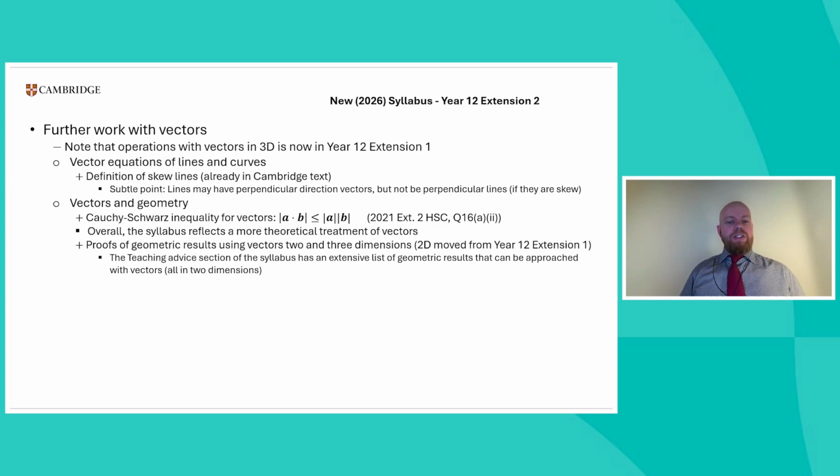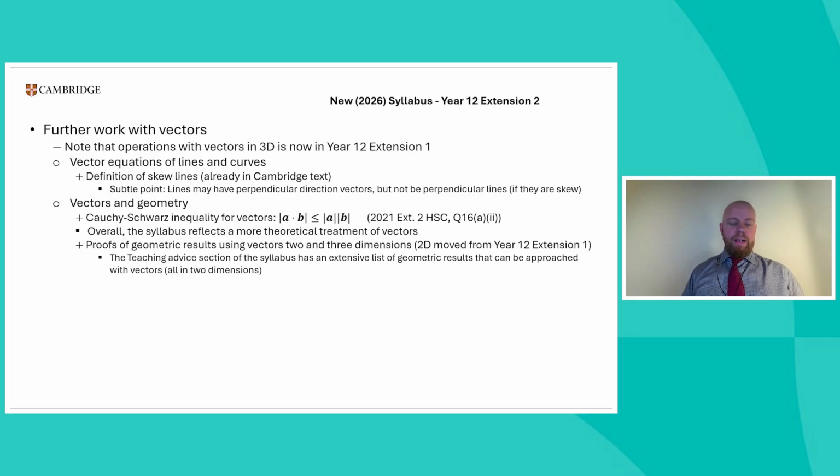So it's possible now to have a situation where you've got two lines that have perpendicular direction vectors, but they're not perpendicular because they don't intersect. And that's quite subtle, so just be aware of that. Under vectors and geometry, the Cauchy-Schwarz inequality for vectors is now explicitly in the syllabus. Again, I'm very happy that they mentioned that because it's a natural idea that appears if you're looking at the dot product. And question 16A part 2 from the 2021 HSC is just straight up the Cauchy-Schwarz inequality. So again, it's good to know that the playing field has been leveled there.